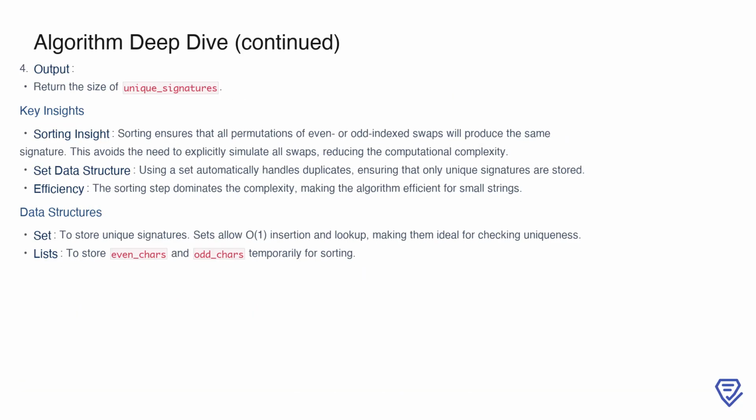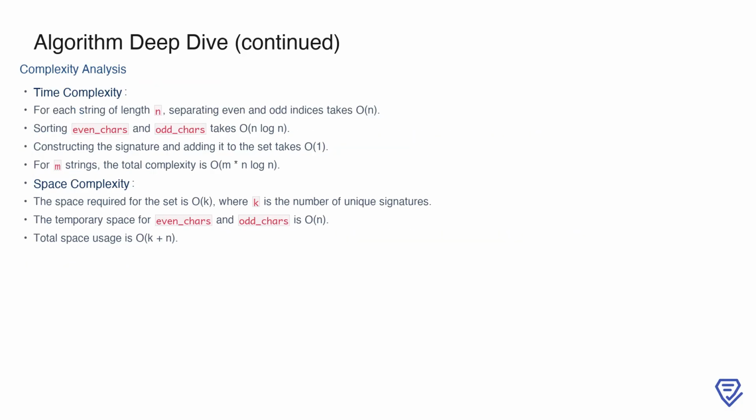The algorithm for solving this problem builds on the idea of normalized forms. First, we create an empty set called unique_signatures to store these unique normalized forms. For each string in the input list, we separate the even-indexed and odd-indexed characters, sort them, and then combine them to form a signature. This signature is then added to the set. The size of the set, after processing all strings, represents the number of unique groups of special equivalent strings. Sorting ensures that all permutations of swaps are accounted for in the signature, while the set automatically eliminates duplicates, making the process efficient.